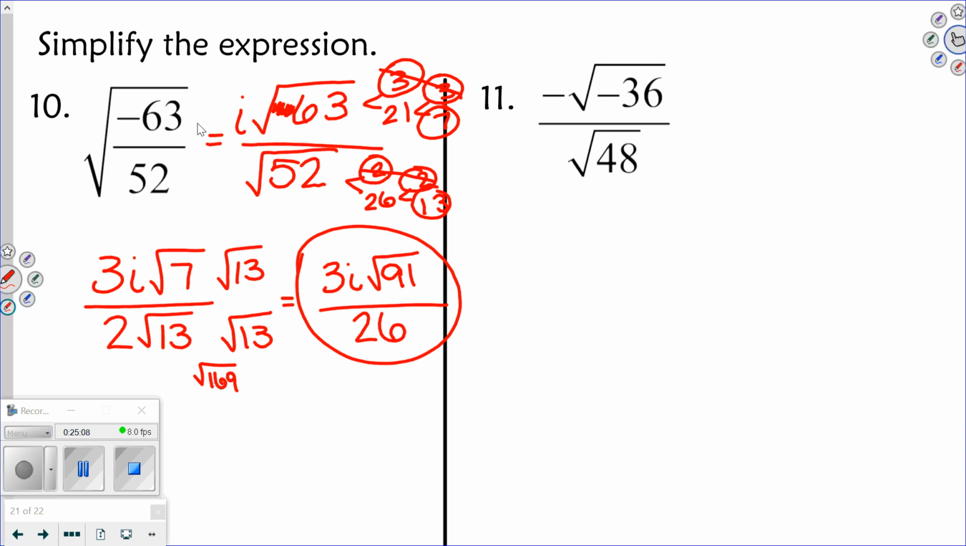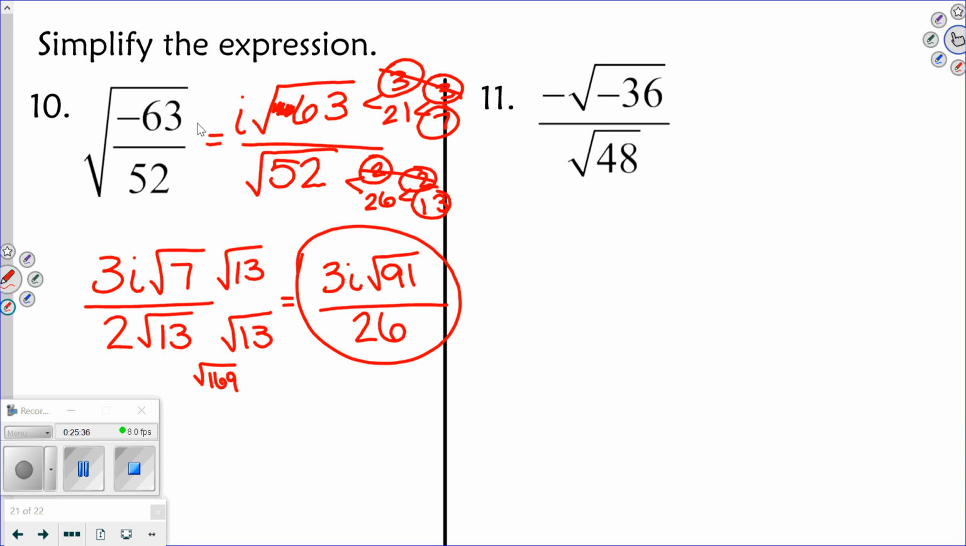Now, for those of you that are like, I'm just going to rationalize right from the start, not a big deal, right? So if you rationalized from the very start and multiplied top and bottom by radical 52, you'd have radical negative 3,276 on top. That's a big number. I wouldn't want to mess with that, okay? So the more simplifying you do early, your numbers stay small and manageable.